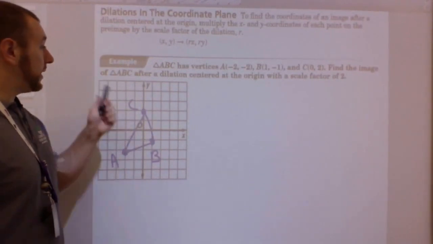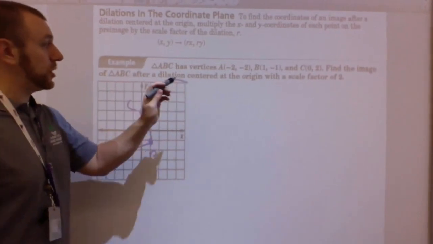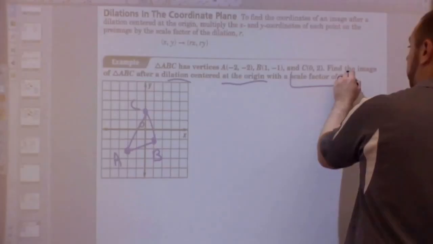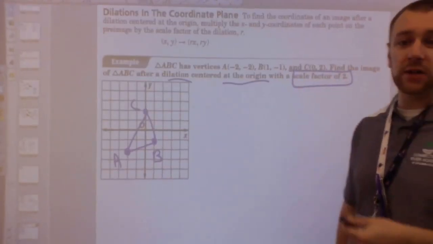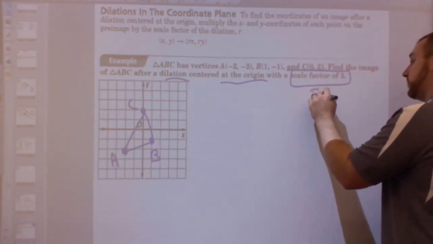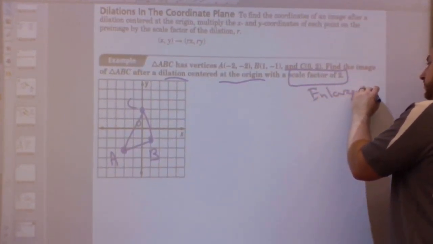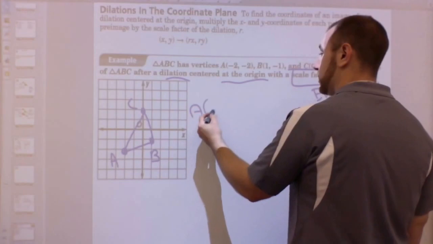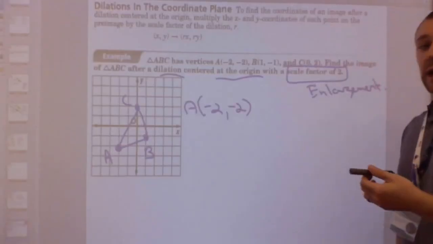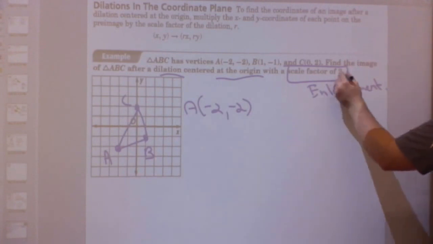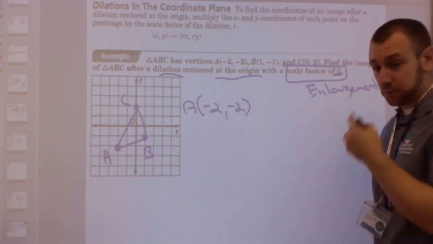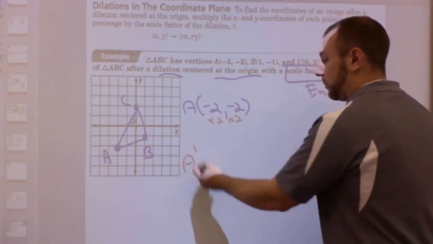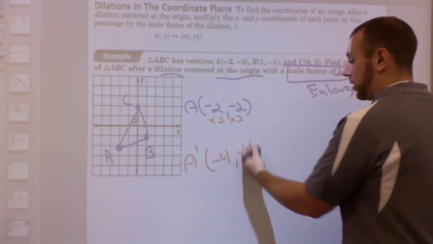Now it says, find the image of this triangle after a dilation centered at the origin. Again, they're going to be centered at the origin with a scale factor of 2. Okay, so the scale factor of 2, this is an enlargement. So all I do with these coordinates, if A is -2, -2, the scale factor tells me I'm going to take 2 and multiply both of these by 2 to create a new one. So if I multiply these by 2, my new A apostrophe is now -4, -4.